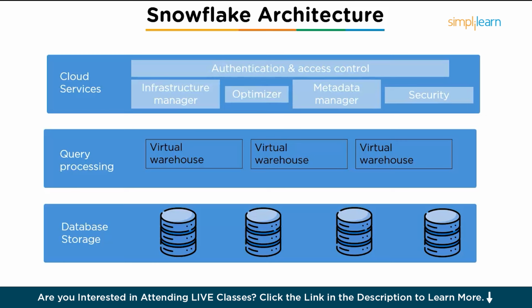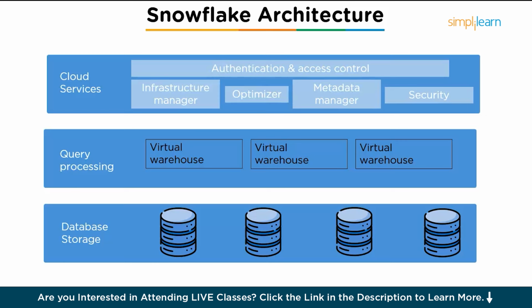Next, we have the query processing layer. This is handled by multiple virtual warehouses. Each virtual warehouse is an independent compute cluster that can process queries without affecting others. This means multiple users and workloads can run at the same time without performance issues.